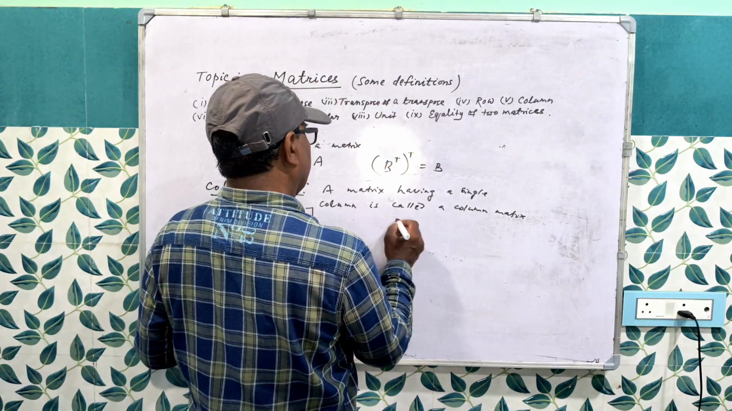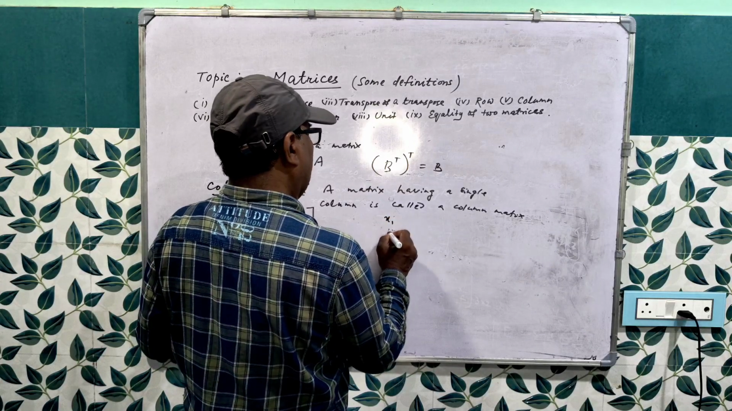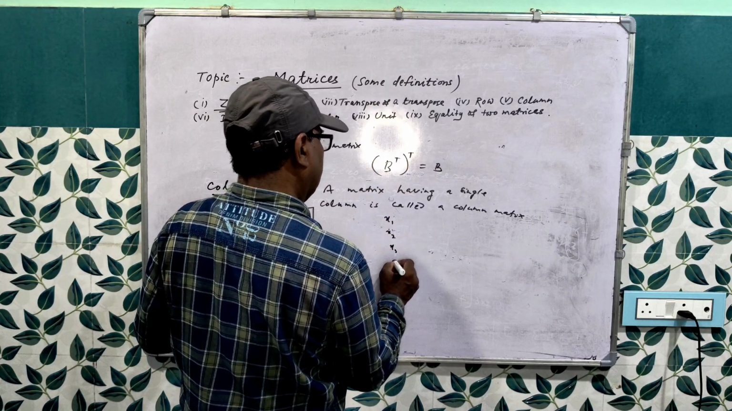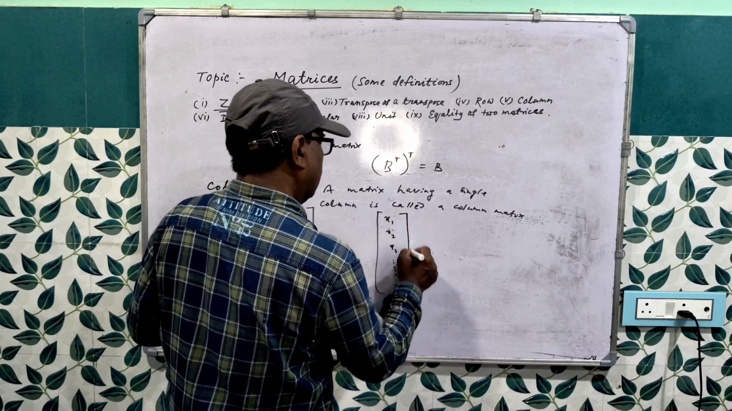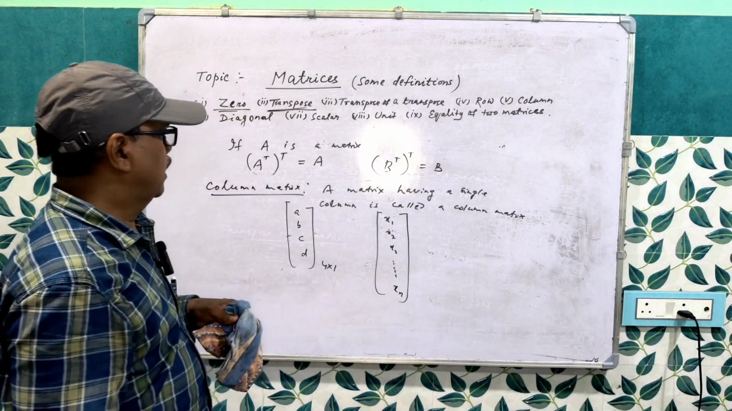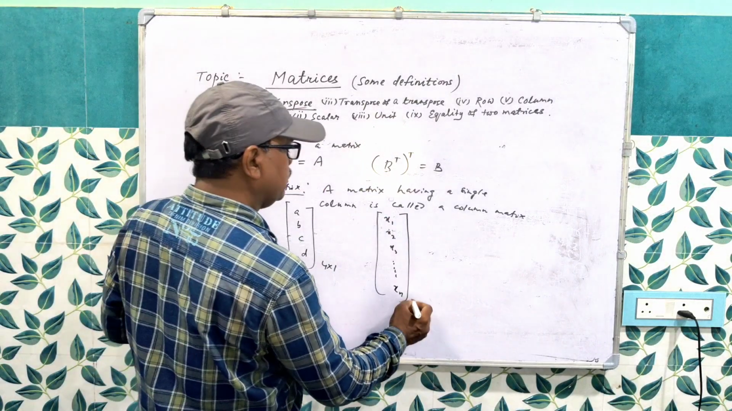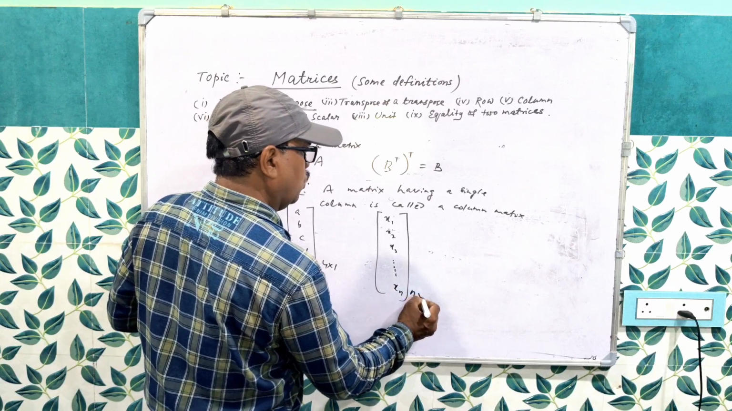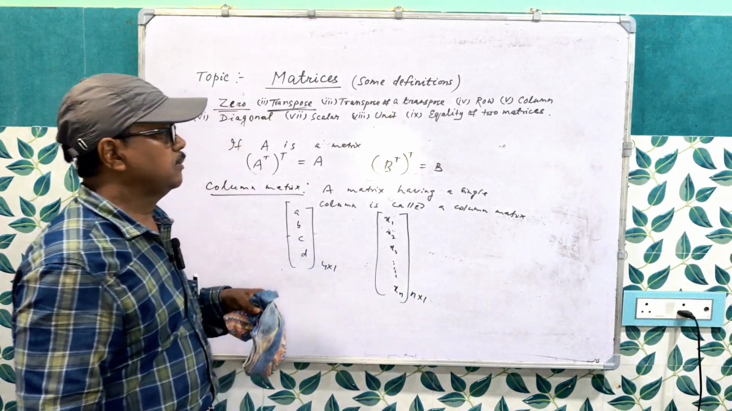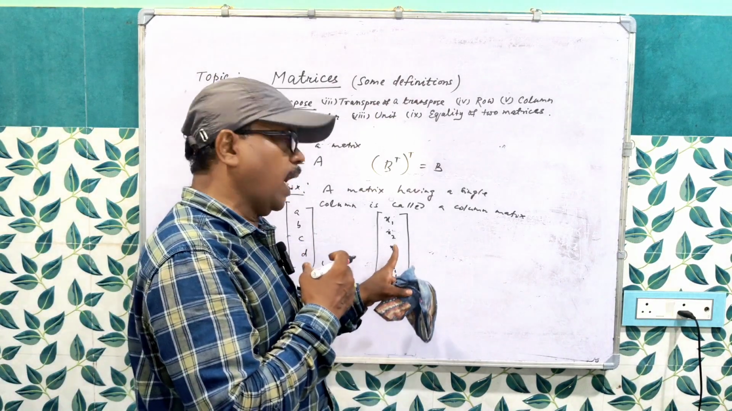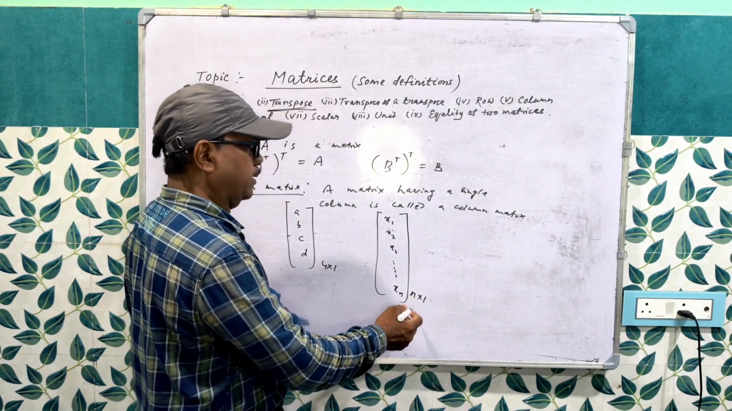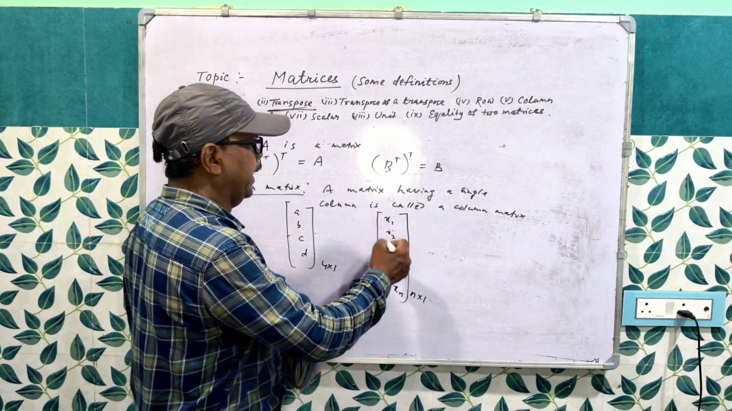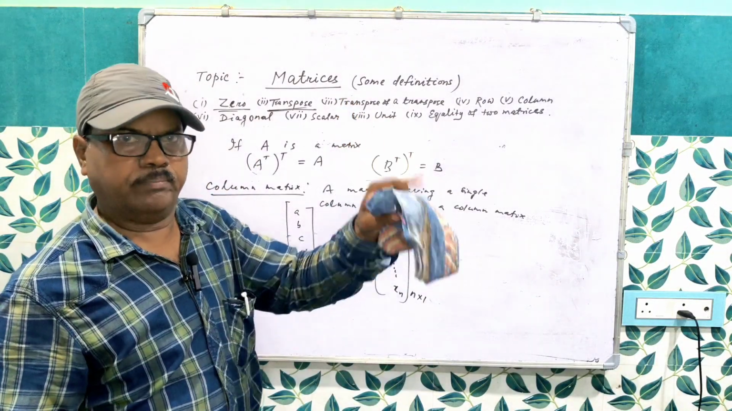Similarly, x1, x2, x3 up to xn, and its order is n into 1. Row matrix is 1 into n and column matrix is n into 1, because it has n rows and a single column. Clear?